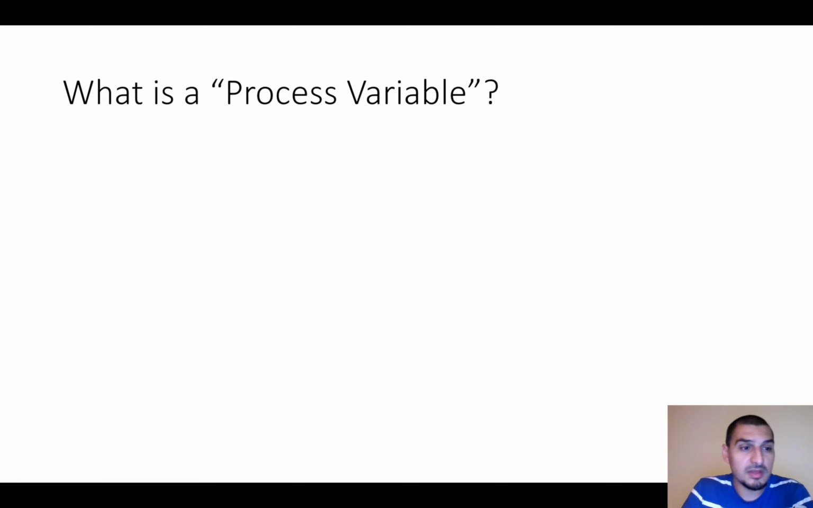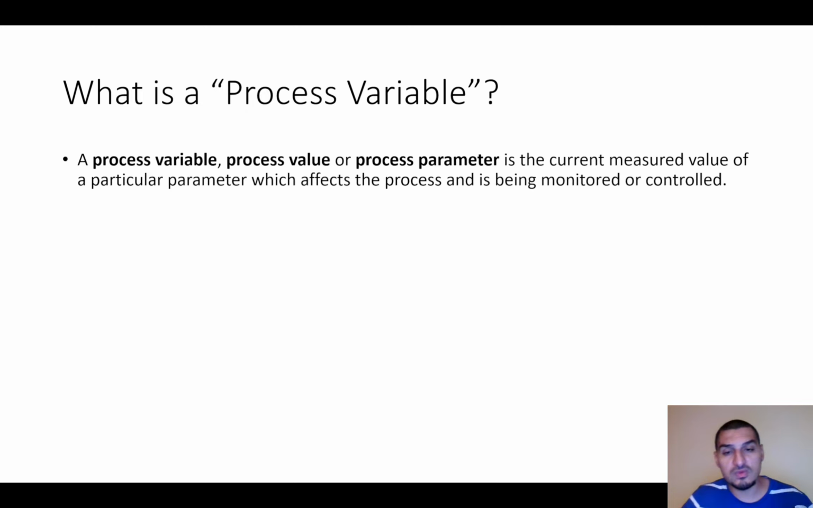One more term that I want to discuss here is the process variable. A process variable is a term that we are going to use a lot. We call it sometimes process variable, process value, or process parameter, and we mean by this the parameters that we can measure or control in a particular process.